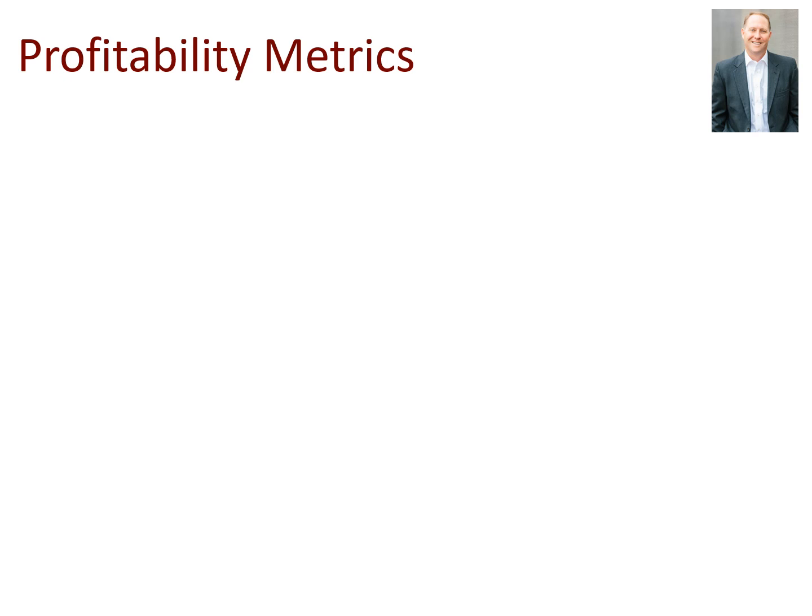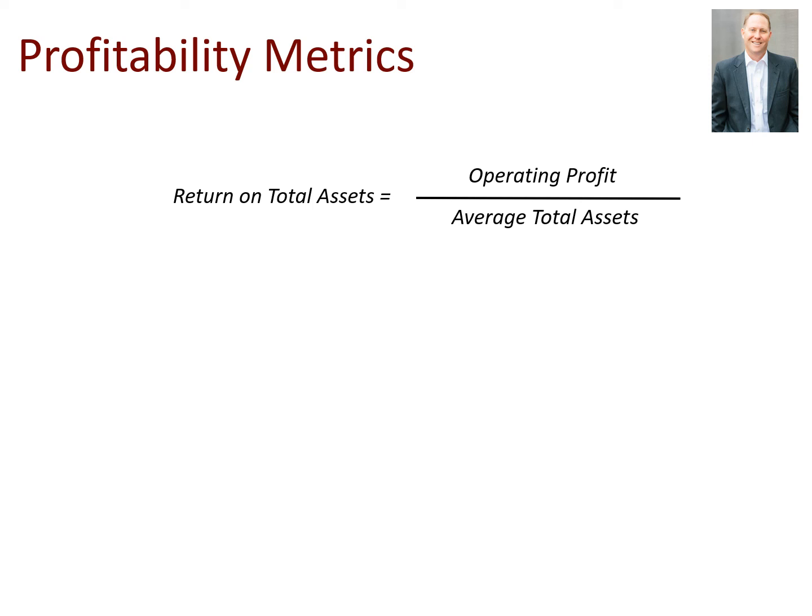Another metric to consider is return on total assets. Here we take operating profit and divide that by average total assets. You could also do this with net income if you wanted to. It depends on what you're trying to achieve, as long as you're consistent with it. But basically what this is telling us is how well we're utilizing our assets to generate a profit, either operating profit or net income.